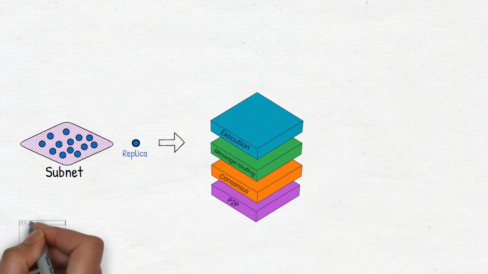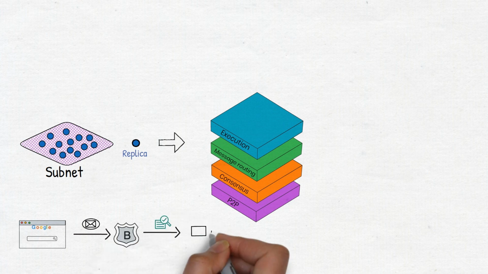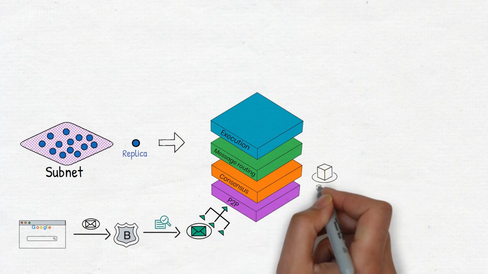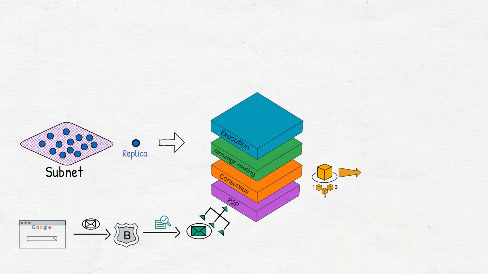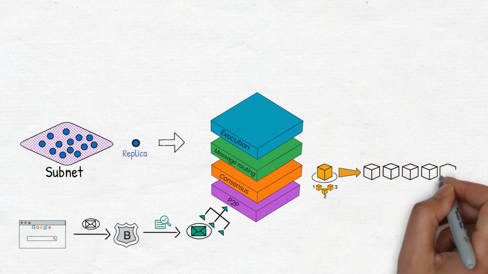P2P layer collects and sends messages from users, other replicas within the subnet, and other subnets. Ensures messages can be delivered to all nodes in the subnet to guarantee security, reliability, and resilience. Consensus layer reaches consensus on the order of message processing. Then, these blocks are passed to the message routing layer.